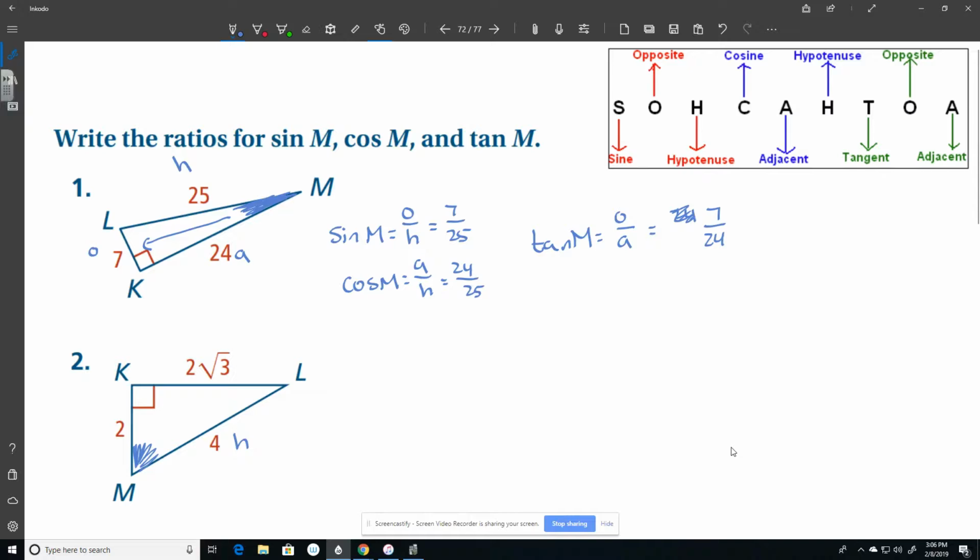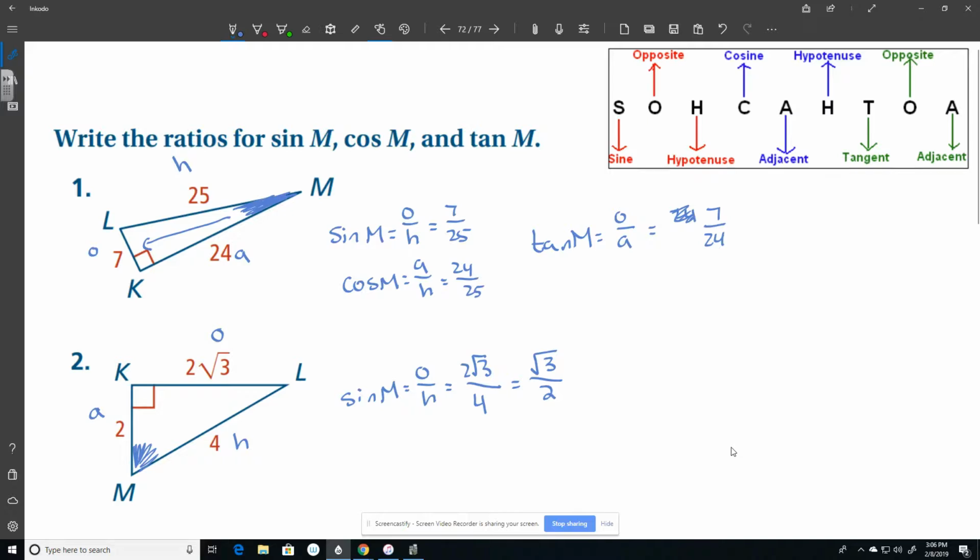4 is my hypotenuse because it's across from the 90. 2 root 3 is my opposite because it's across from M, and 2 would be my adjacent. So the sine of M, again, I'm looking at the opposite over the hypotenuse. My opposite is 2 root 3, and my hypotenuse is 4. The computer won't like this answer because 2 over 4 simplifies to 1/2. So on top, I'm just left with square root 3 over 2.